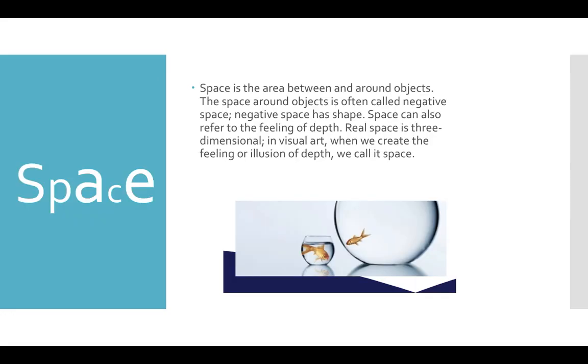Space. Space is important because it shows the area between and around objects. You can also have what we call negative space or white space. And that's usually where you do not have anything taking up any of the area on your artboard. Real space, we know, is 3-dimensional, but in visual art, with anything in graphics, it's going to be 2-dimensional. So we use this to help give a feeling or illusion of depth.